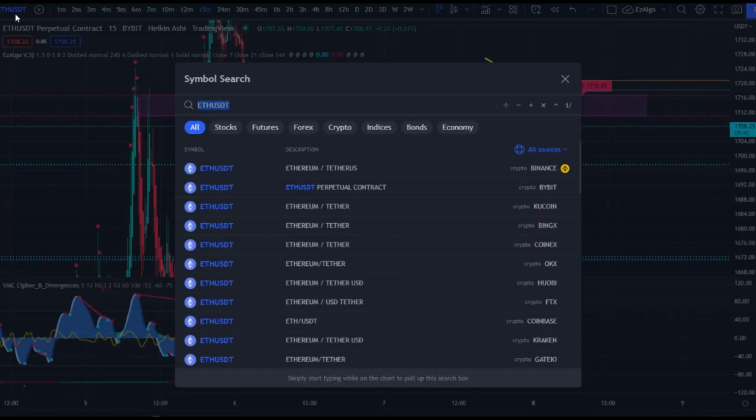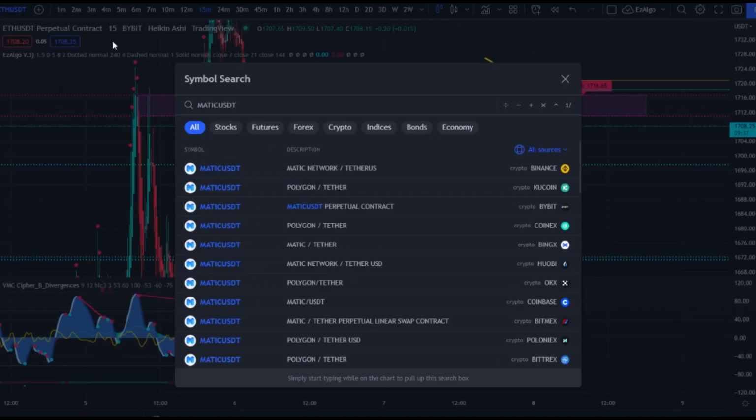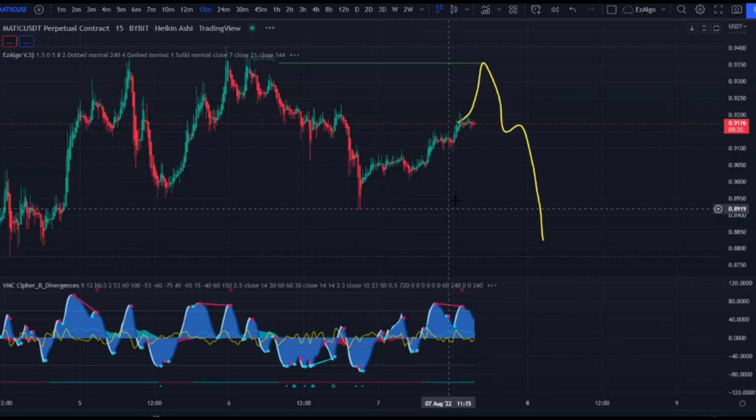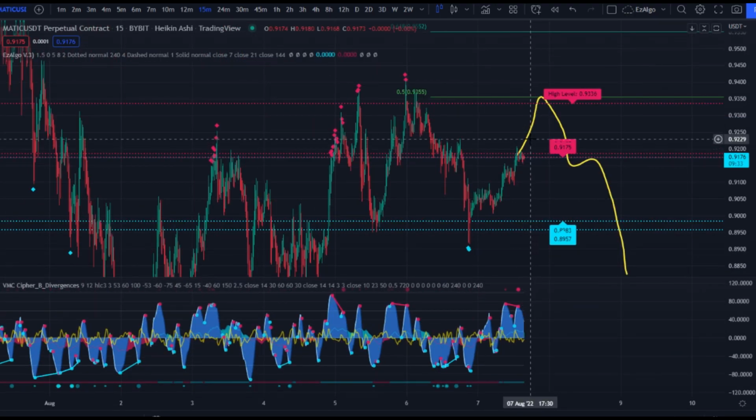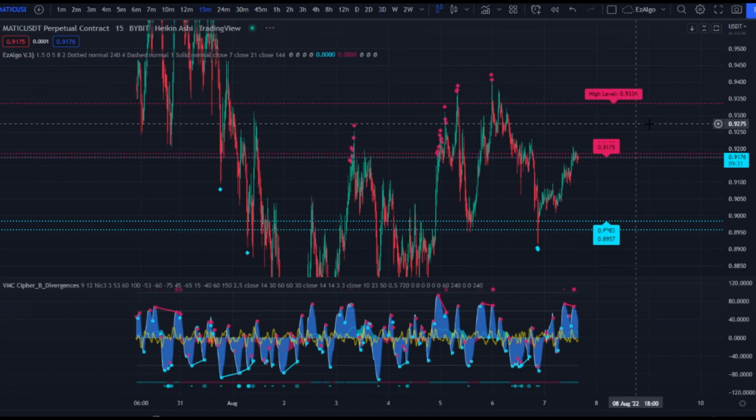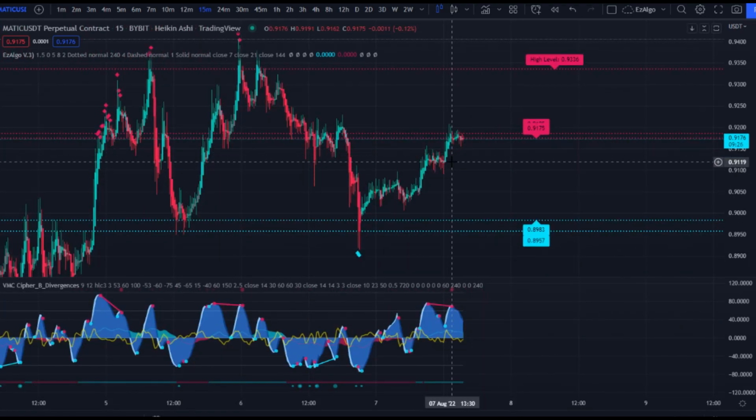All right, and let's go to some other pairs. I'm just going to chart it up, just how I would normally chart it up. And I think I already have some levels out. All right, cool. So I'm going to get rid of this for a second. So you can see we're currently at a resistance level here with a bearish divergence on the 15-minute.